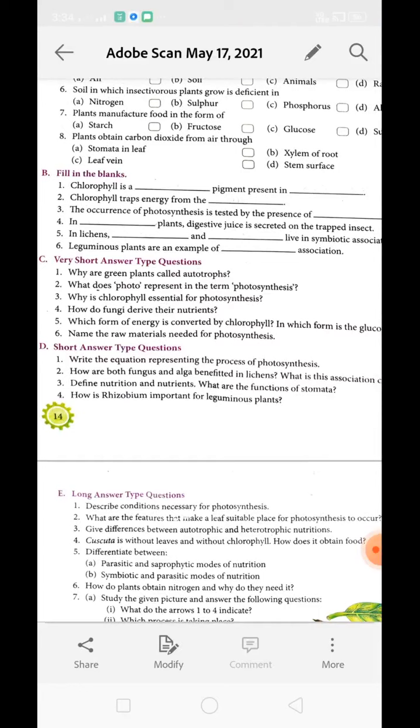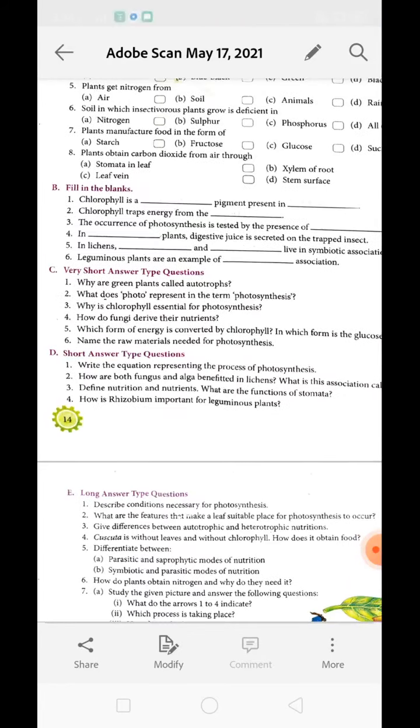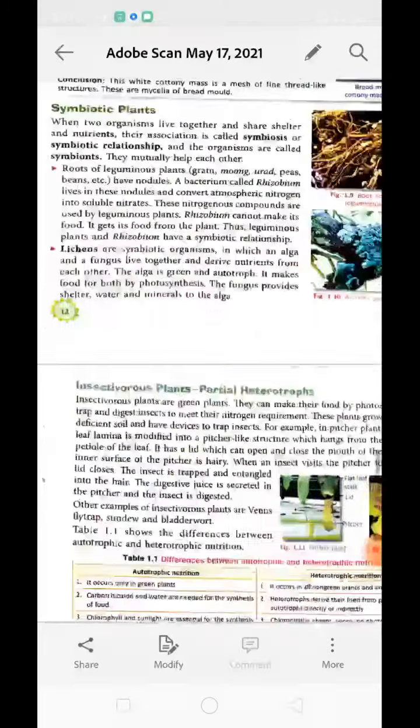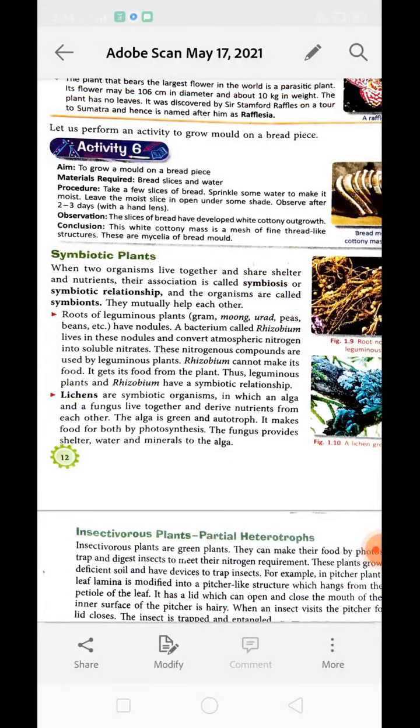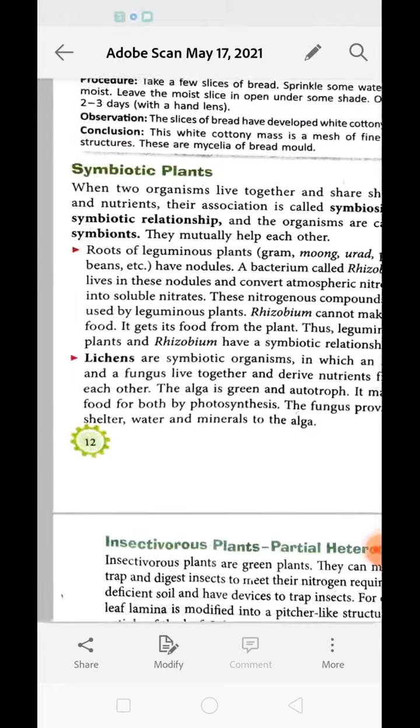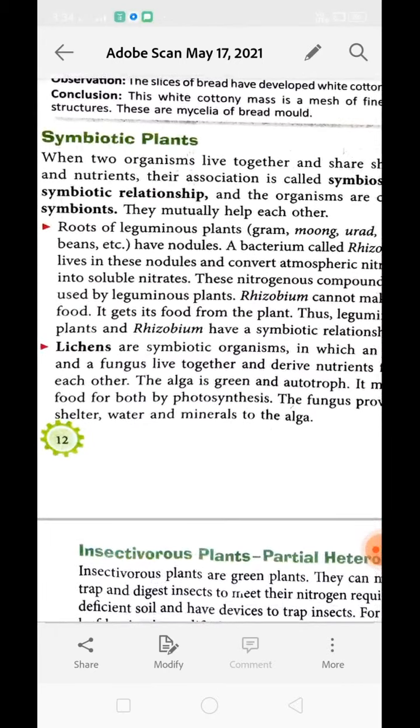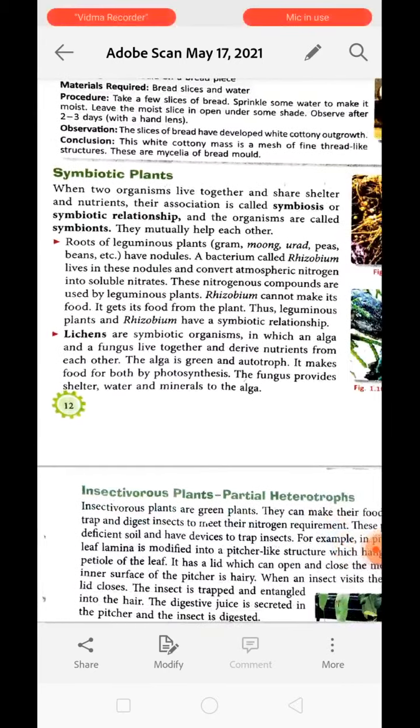Now question number 4, how is rhizobium important for leguminous plant? Okay, now move toward symbiotic association. See, a bacterium called Rhizobium, it is given on the second line, or you can start from the first line as well.